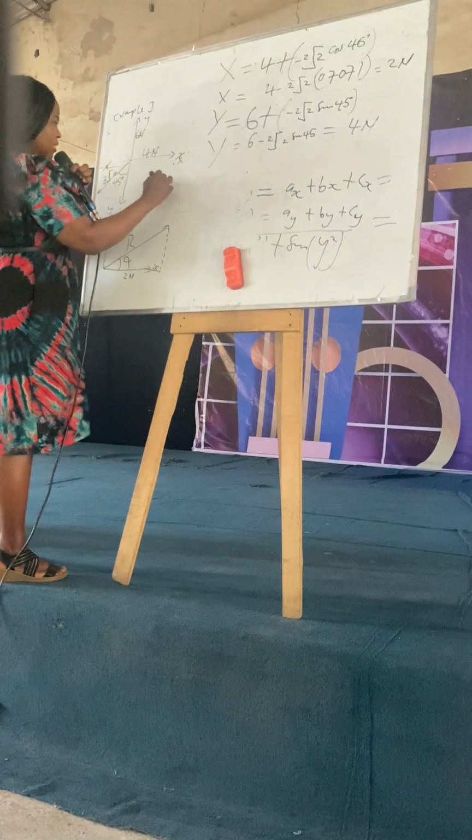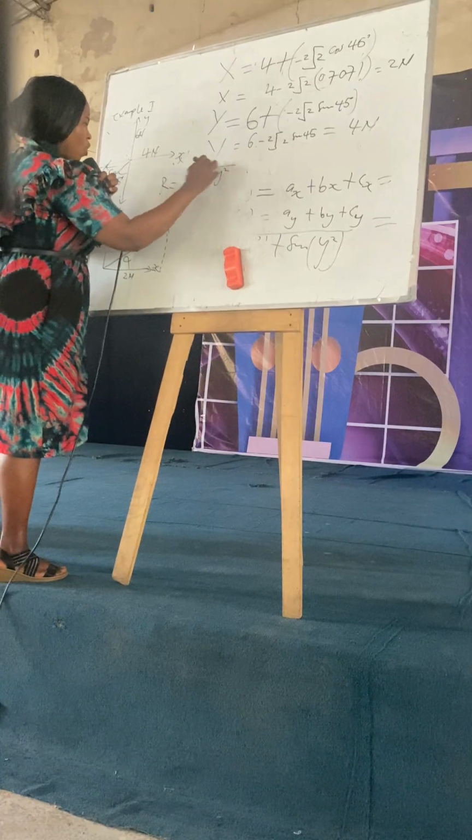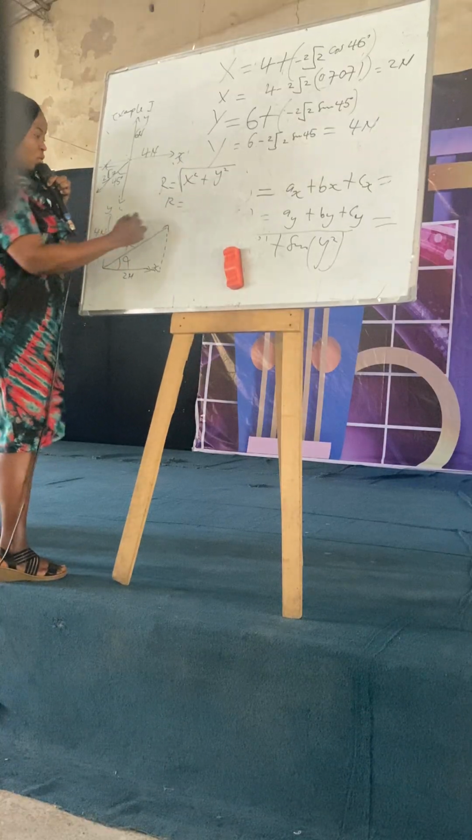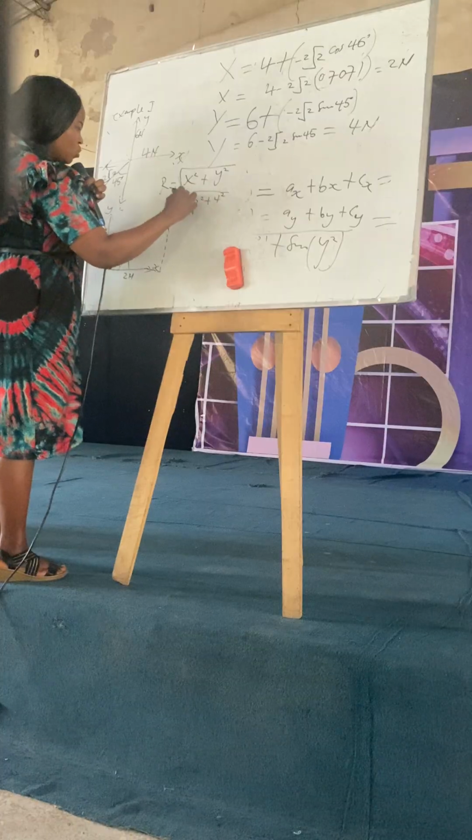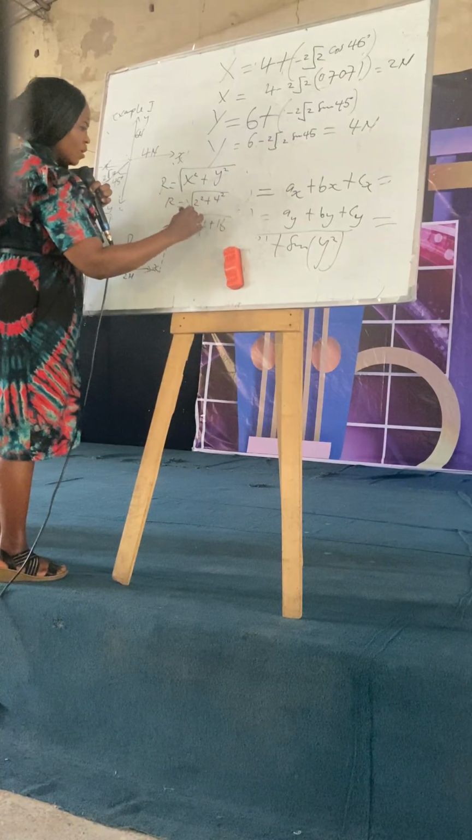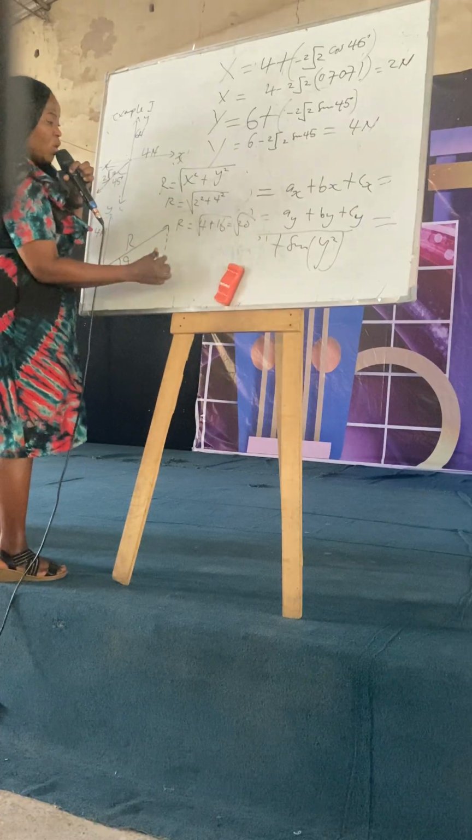Our resultant equals the square root of x squared plus y squared, right? And r now becomes the square root of 2 squared plus 4 squared. That r now becomes 4 plus 16, right? Which is equal to the square root of 20. That 20 we can put in square root form.